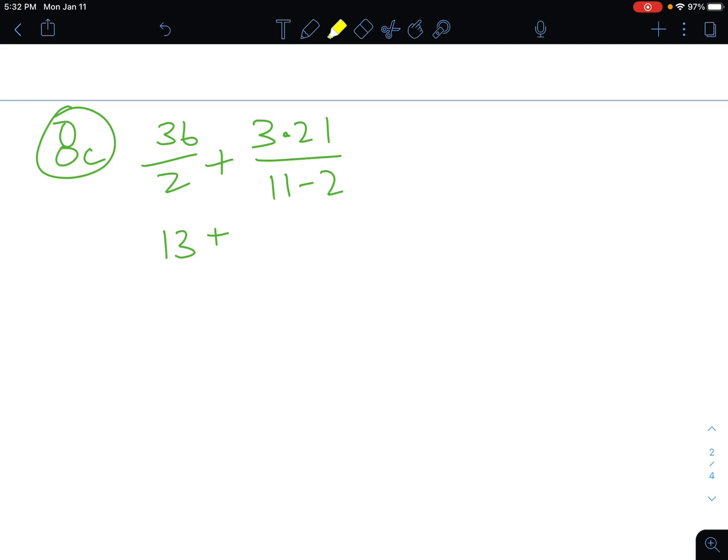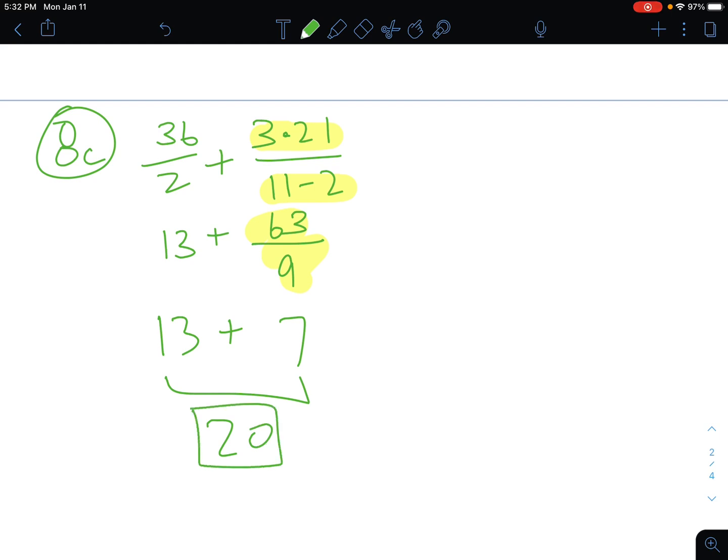Plus, you can actually deal with both this and this at the same time. Simplify them both. So 3 times 21 is 63. 11 minus 2 is 9. And then now I have 63 divided by 9, that is 7. So that's 7. Bring down the plus, bring down the 18, and 18 plus 7 is 25.